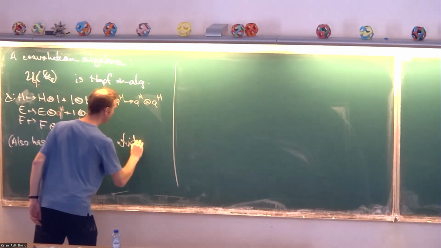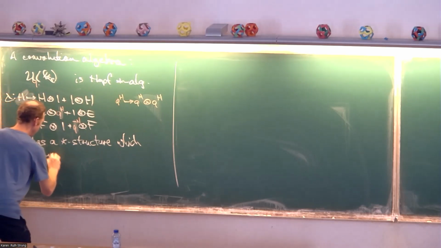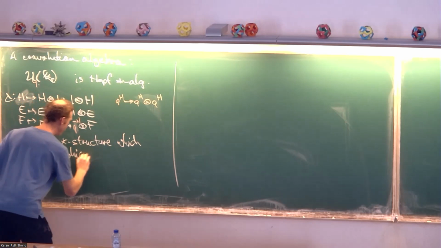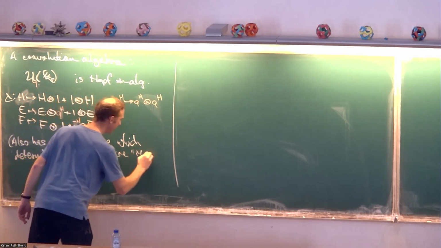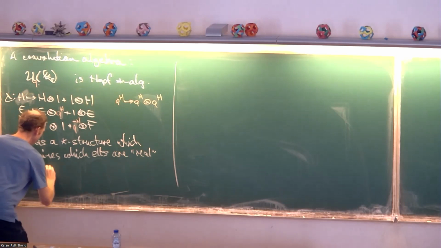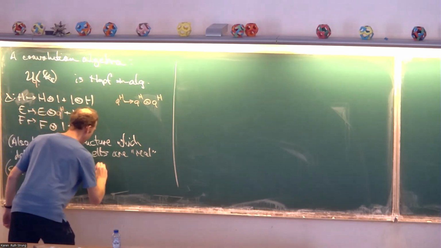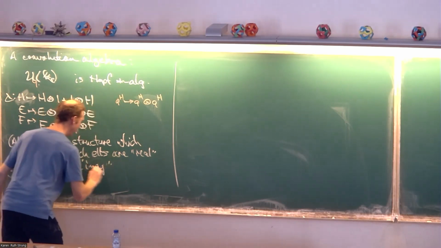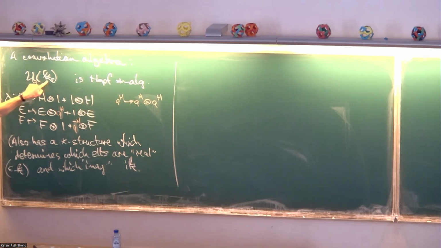Which determines which elements are, in inverted commas, real, i.e. elements of K, and which imaginary, i.e. i times K in this complexification.